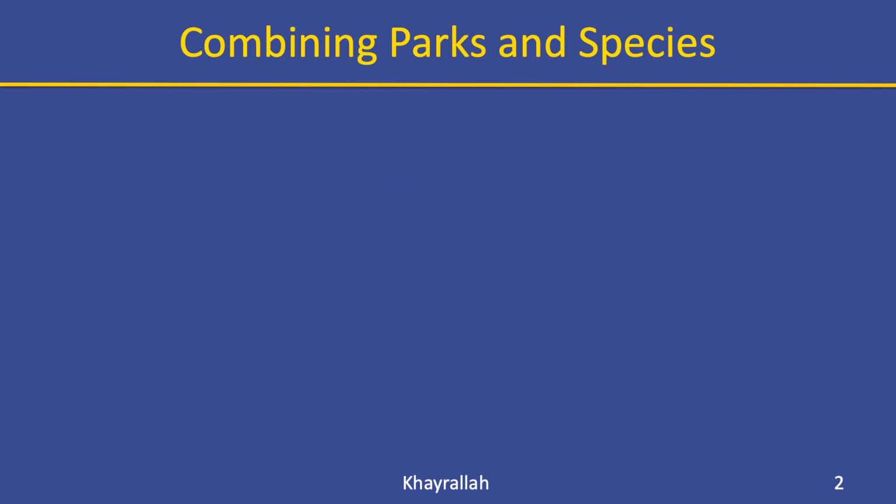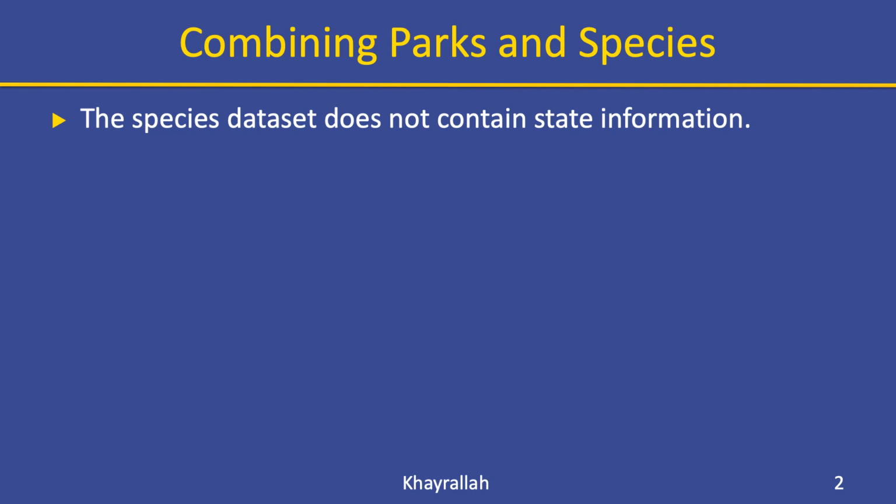So far, we have seen how to load a data file into a Pandas data frame and answer all kinds of questions based on a single data frame. Sometimes the information we're after is contained in the data, but it's spread across multiple files. For example, the parks CSV file tells us which parks are in which state. The species dataset tells us which species are in which parks. However, the species dataset does not contain any state information.